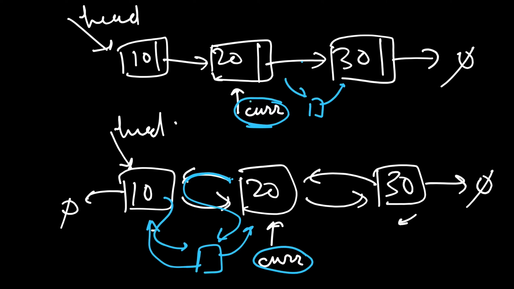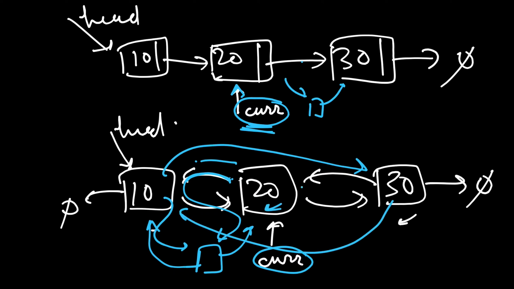Similarly, when you are told to delete the node pointed to by a given pointer current, you know that current is pointing to 20. So you will find its previous and make its next point to 30. And you will go to its next and make its previous point to here, and then delete this node.